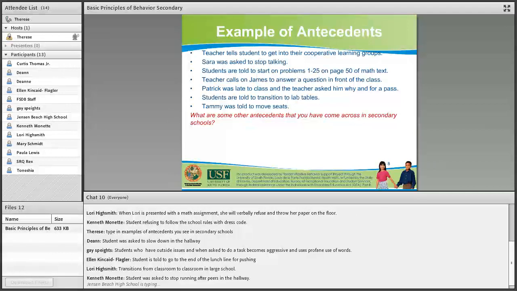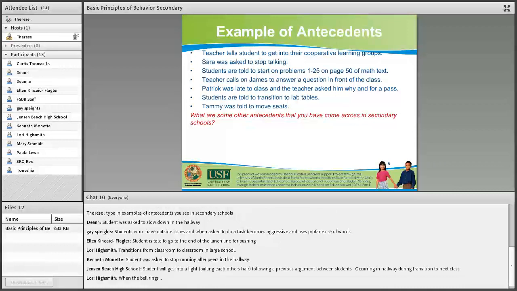All right, Kenneth, the student was asked to stop running after the peers in the hallway. That's great. You see the student running, and so you ask the student to stop running. That might be an antecedent for another behavior. Jensen Beach High, student will get into a fight pulling each other's hair following a previous argument between students. So it's occurring in the hallway during transition to the next class. All right, so the antecedent there might be multiple students are in the hallway together that happen to have been in a conflict earlier in the day. That's an antecedent. Lori, and you were clarifying there, thank you, when the bell rings.